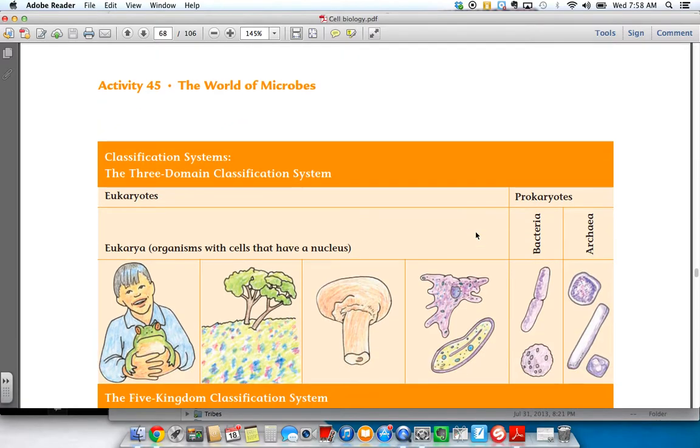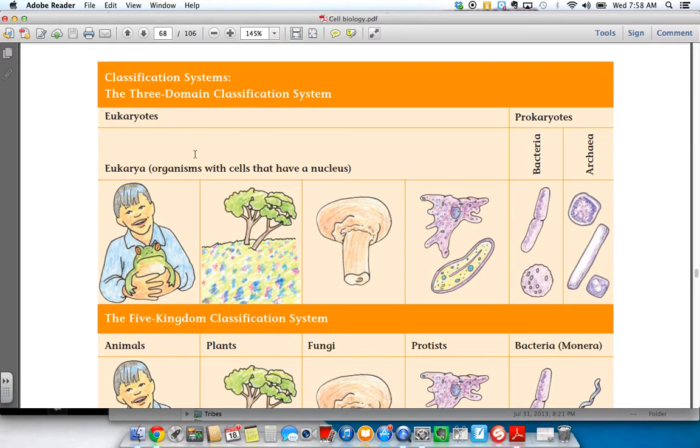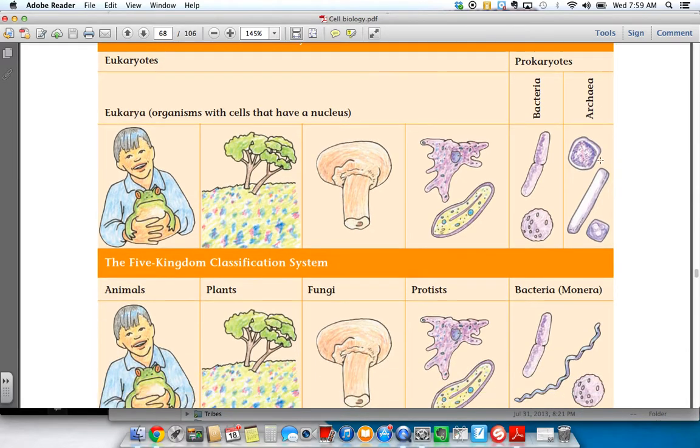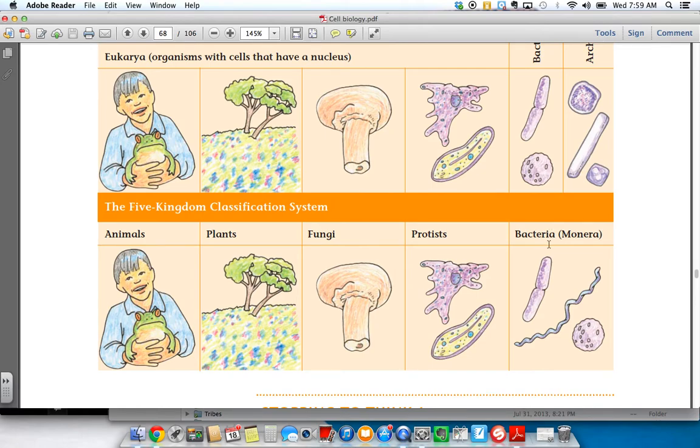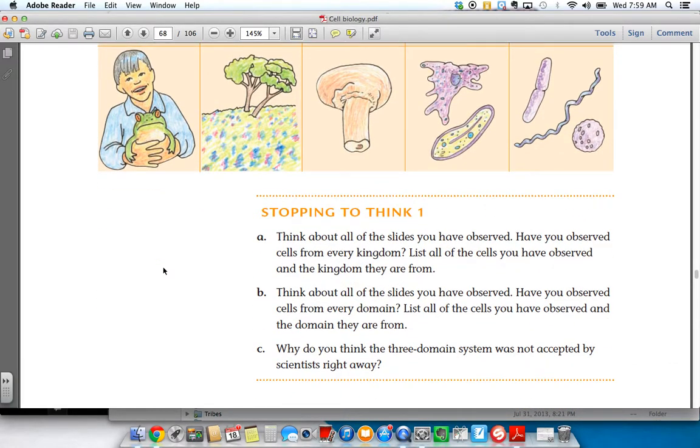So here's the diagram that they're talking about. Here are the eukaryotes and the prokaryotes. The eukarya, organisms with cells that have a nucleus. We can see that there's the amoeba, there's the paramecium, the fungi, plants, and animals. And then in the prokaryotes, you have the bacteria and the archaea. The 5-kingdom classification system, if we have bacteria as one group, protists as another, fungi, and plants, and animals. At this point, push the pause button so that you can respond to the stopping to think questions in your book.